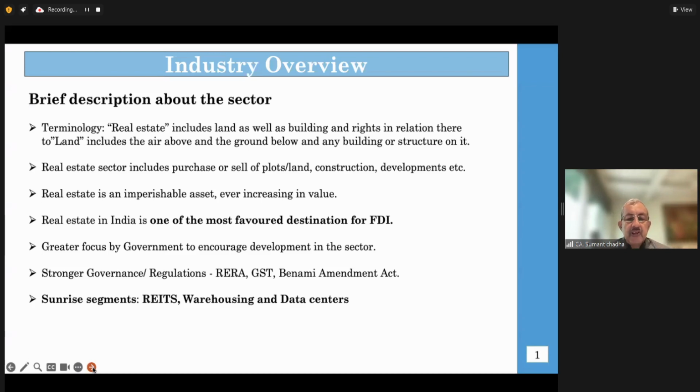Sunrise industries, REITs, warehousing, data centers, RERA has come in, state-wise RERA. The compliance is very rigorous. GST, Benami Amendment Act, and ALM aspects also come into play. So these are the new developments in the last few years. And as I see, these regulations and maturity models will continue to grow, and there will be more and more rationalization of how the real estate business is going to be run in the future.